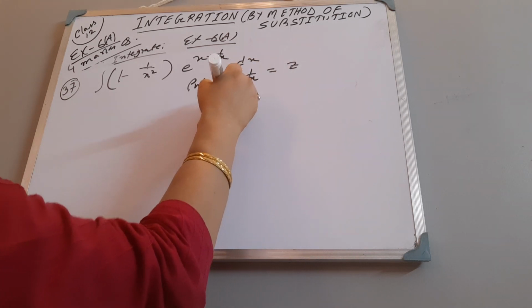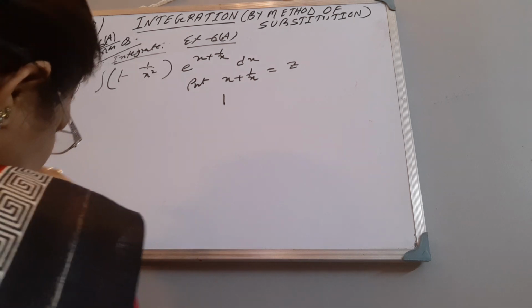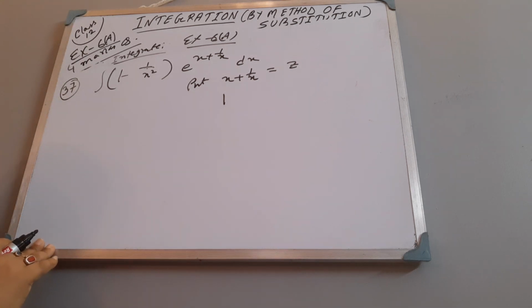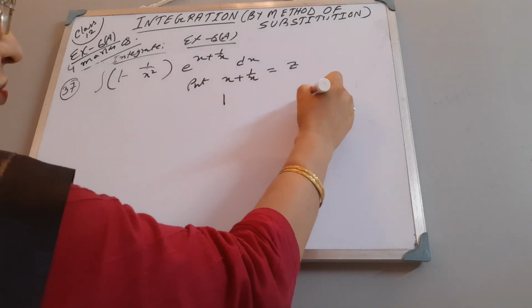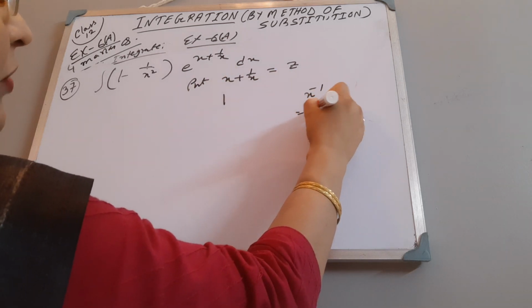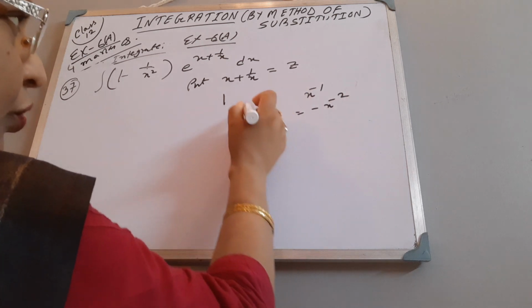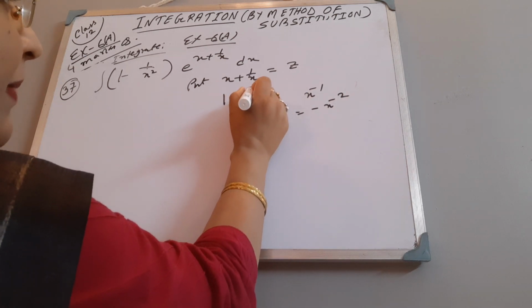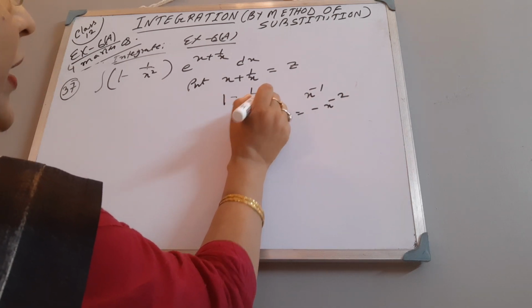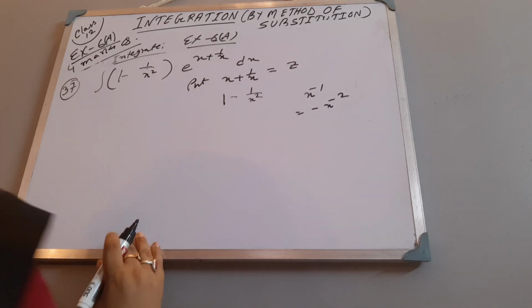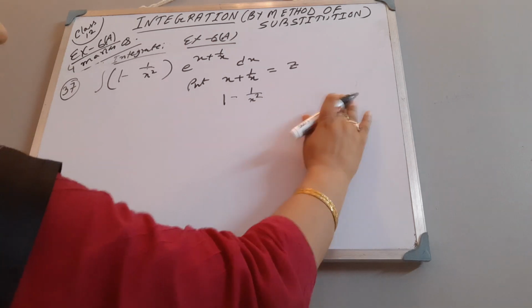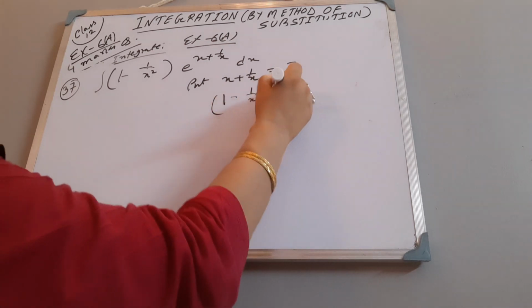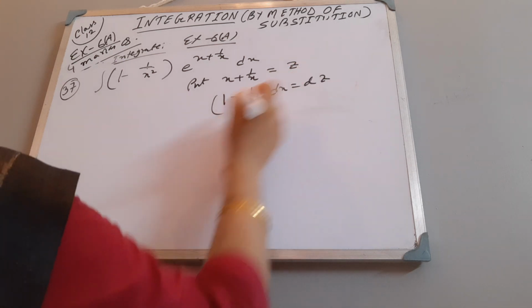The derivative of x is 1, and 1 by x means x to the power minus 1. So it will be minus x to the power minus 1, which means minus x to the power minus 2, so it is minus 1 by x square. Understood? So it is coming 1 into (1 minus 1 by x square) dx is equal to dz.